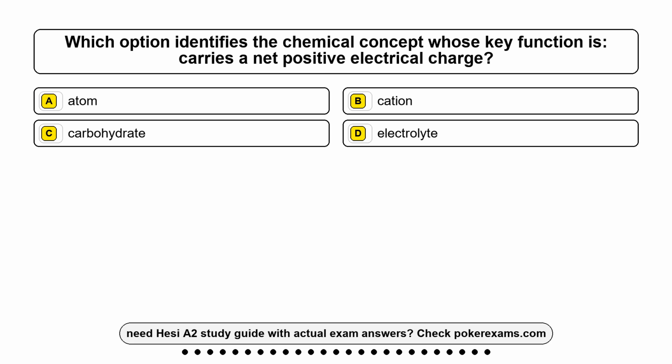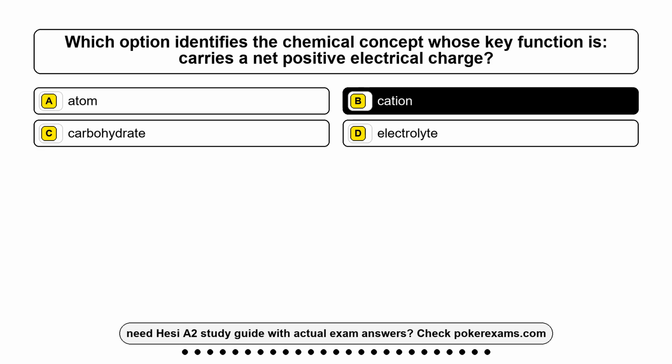Question 10. Which option identifies the chemical concept whose key function is, carries a net positive electrical charge? Option A, atom. Option B, cation. Option C, carbohydrate. Option D, electrolyte. The correct answer is option B, cation.